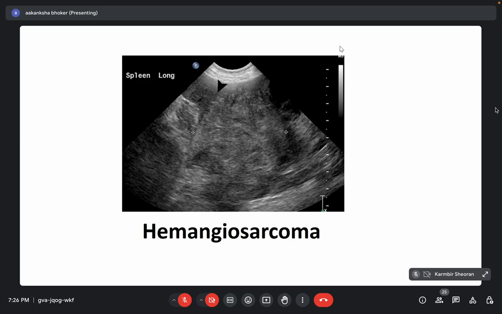Generally these hemangiosarcoma can bleed also, so may be associated with some free fluid. Like here you can see some free fluid, and this fluid will generally be echogenic because there will be blood, it will be blood filled.